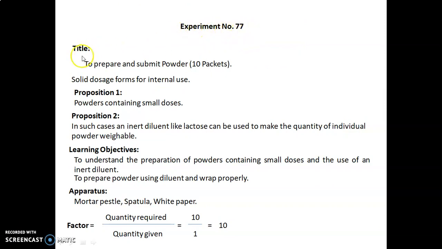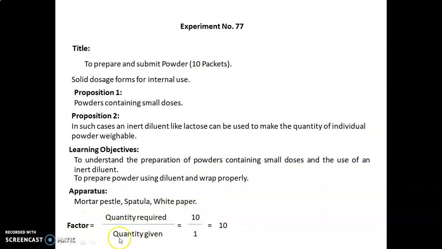Experiment number 7. The title of this experiment is to prepare and submit the powder, 10 packets. In this we are going to study the solid dosage forms for internal use. Proposition 1: powders containing small doses. Proposition 2: in such cases an inert diluent like lactose can be used to make the quantity of individual powder weighable. Learning objectives are to understand the preparation of powders containing small doses and the use of an inert diluent, and to prepare the powder using diluent and wrap properly. Apparatus required are mortar, pestle, spatula, white paper.